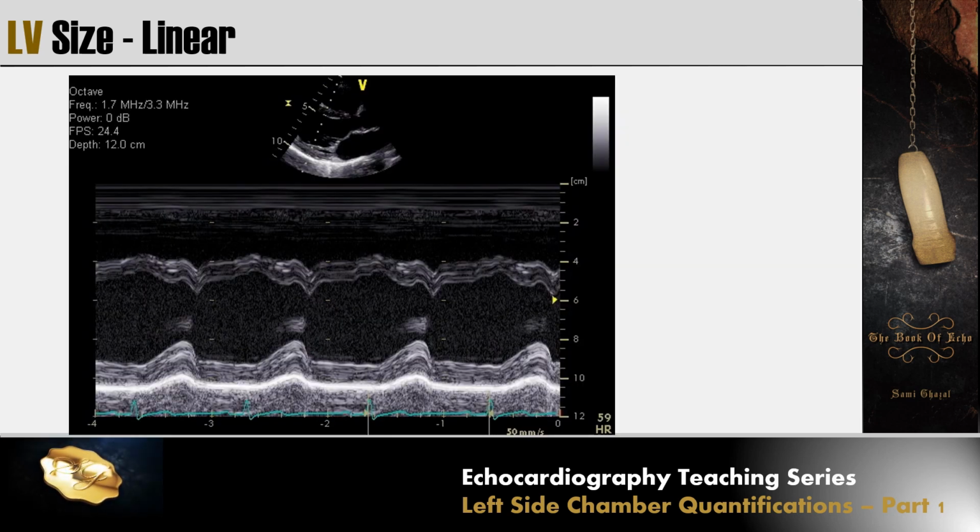This is the M mode, and you can also do the measurements here. After you obtain an M mode, you do your measurement. This is the diastolic septum, and this is LVIDD, and this is the posterior wall, and this is the systolic frame here, systolic LV cavity size here.